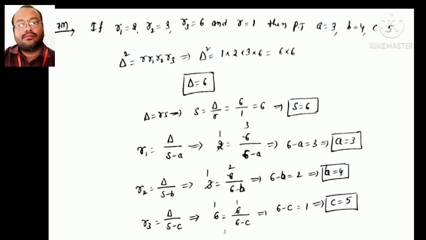So this is also very important for a 7 marks question. I explained 3 questions in terms of r1, r2, r3 and a, b, c values. From these 3 questions, definitely we can get one 7 marks question.